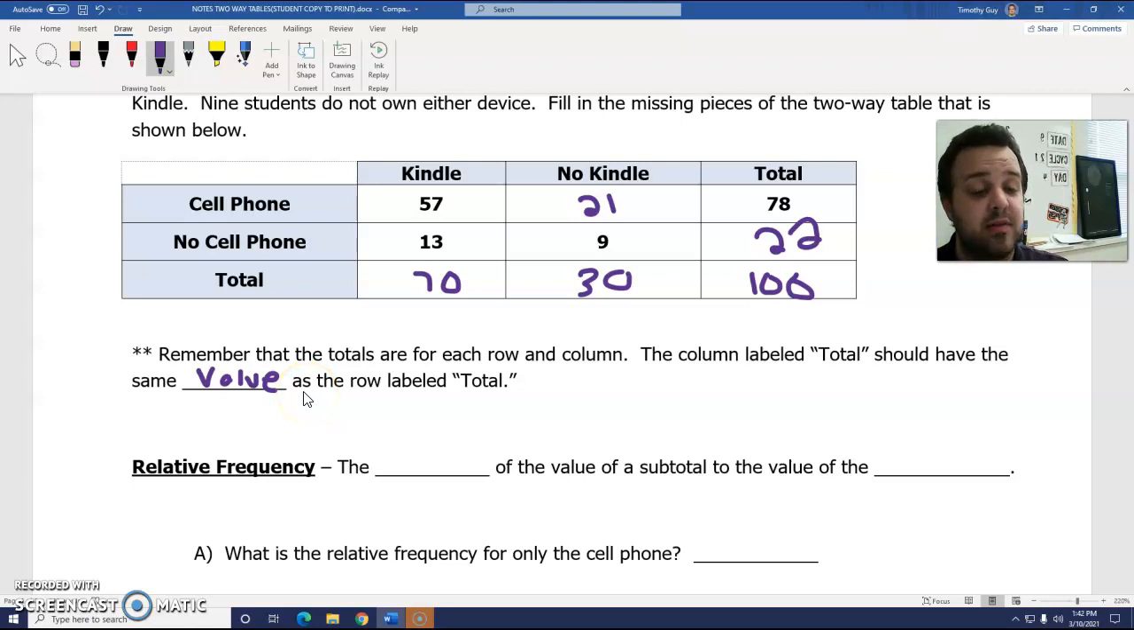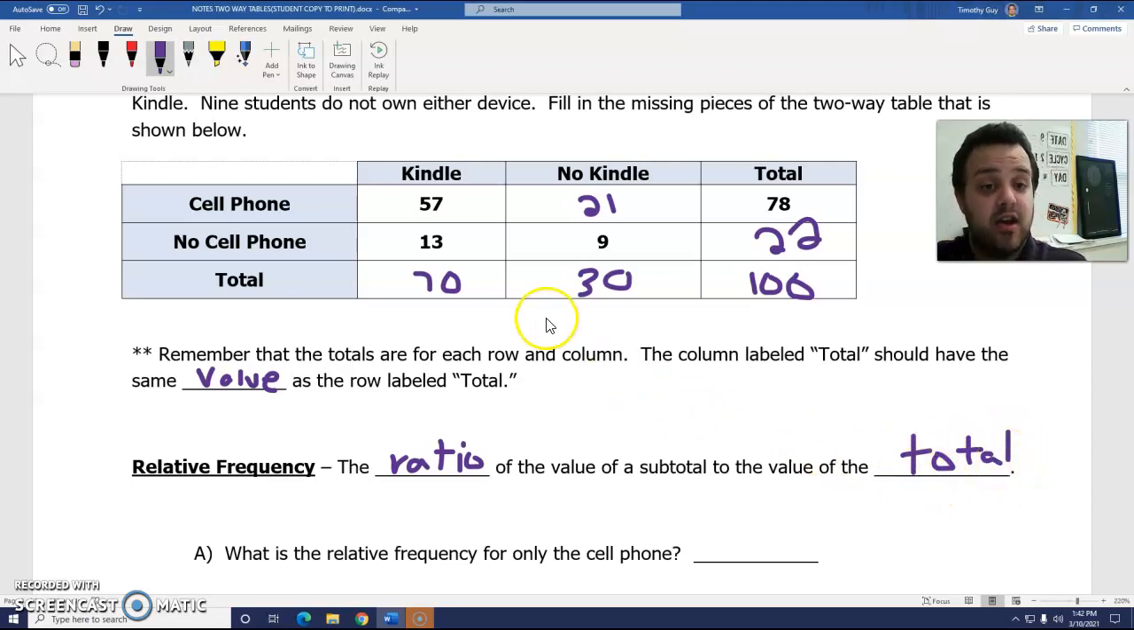Relative frequency is something that we're going to be finding as well by doing these two-way tables. Okay, the relative frequency is the ratio of the value of the subtotal to the value of the total. So basically it's a way that we can figure out almost like a percentage of something happening, or what percent of this thing is happening, by dividing the number by the total.